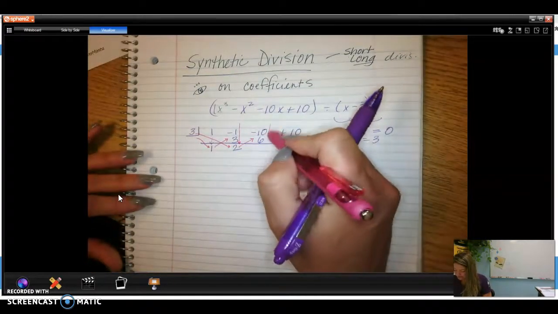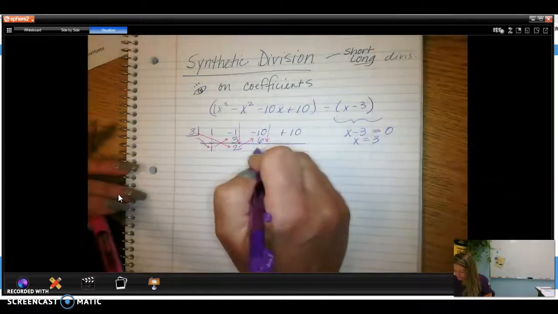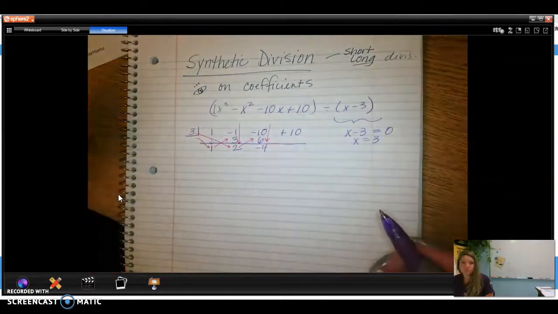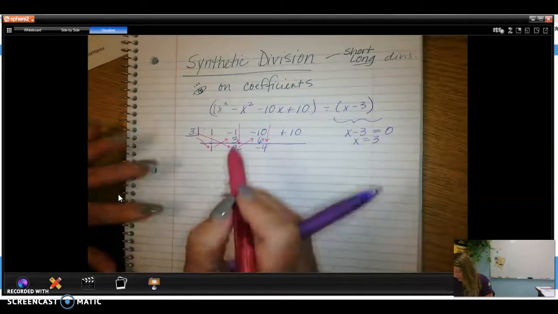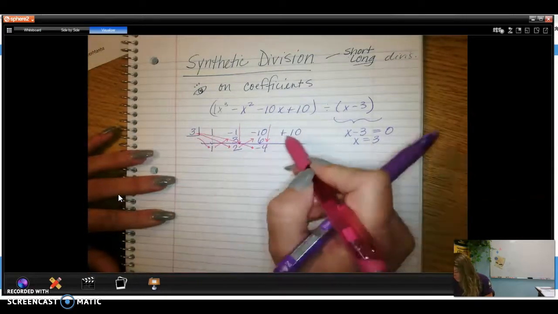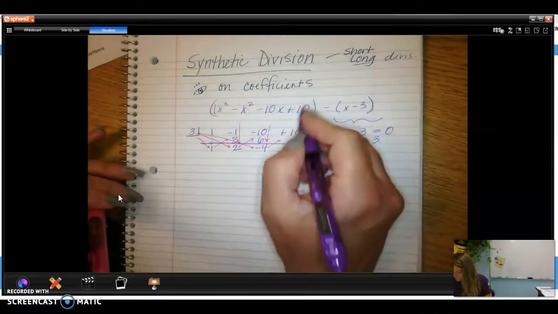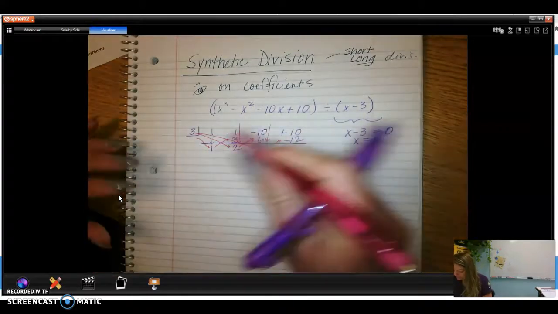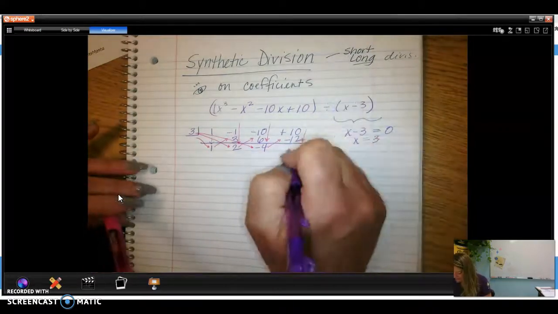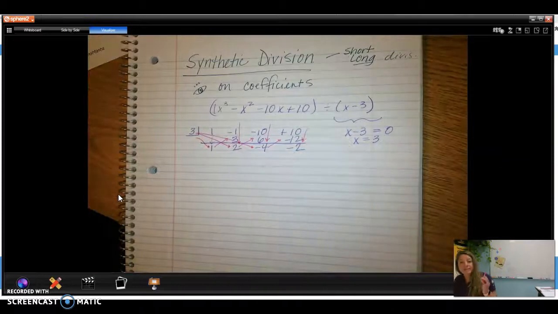You're going to add straight down, and do it again until you get to the end of the problem. 3 times negative 4 is negative 12. 10 plus negative 12 makes a negative 2. And then here's what you do with your answer.